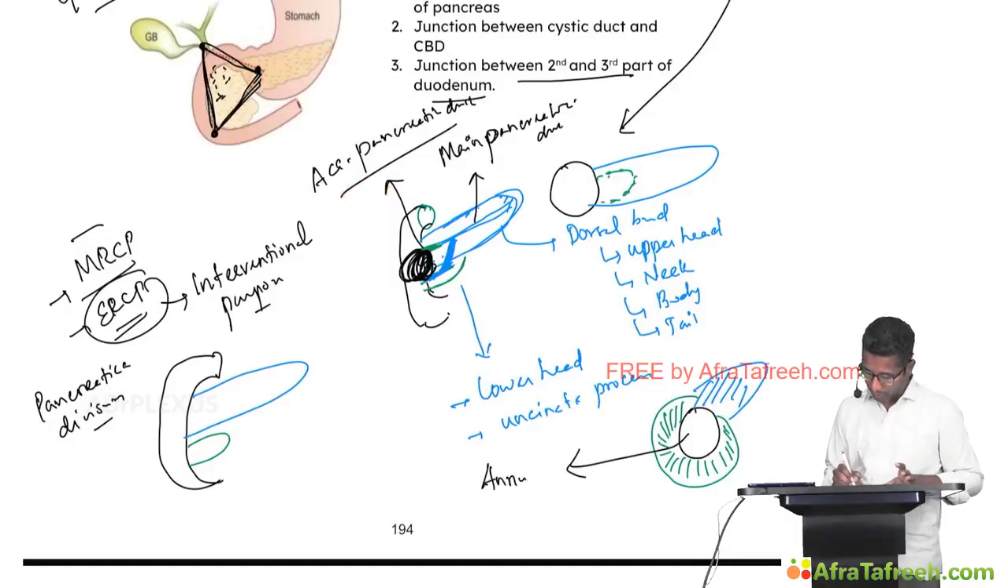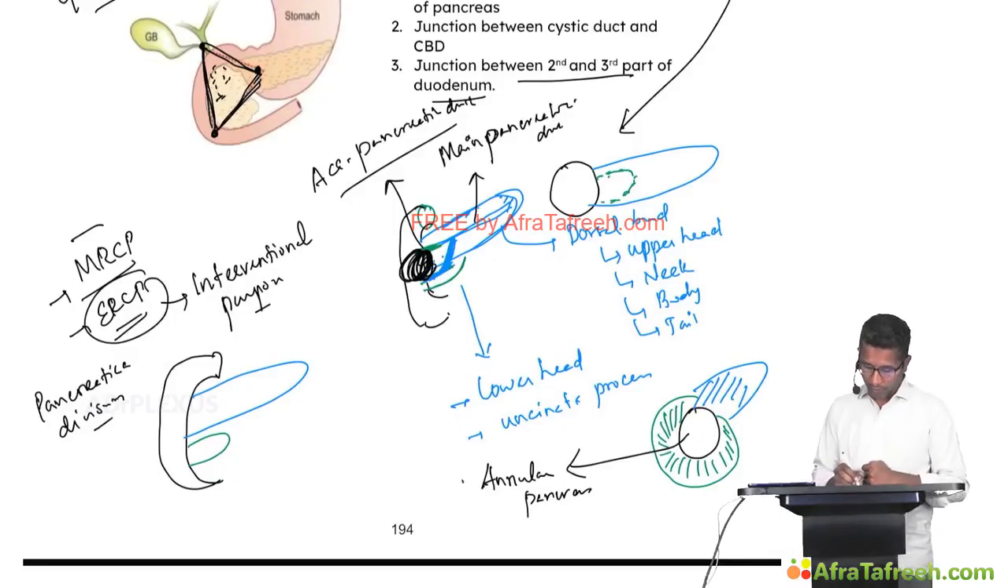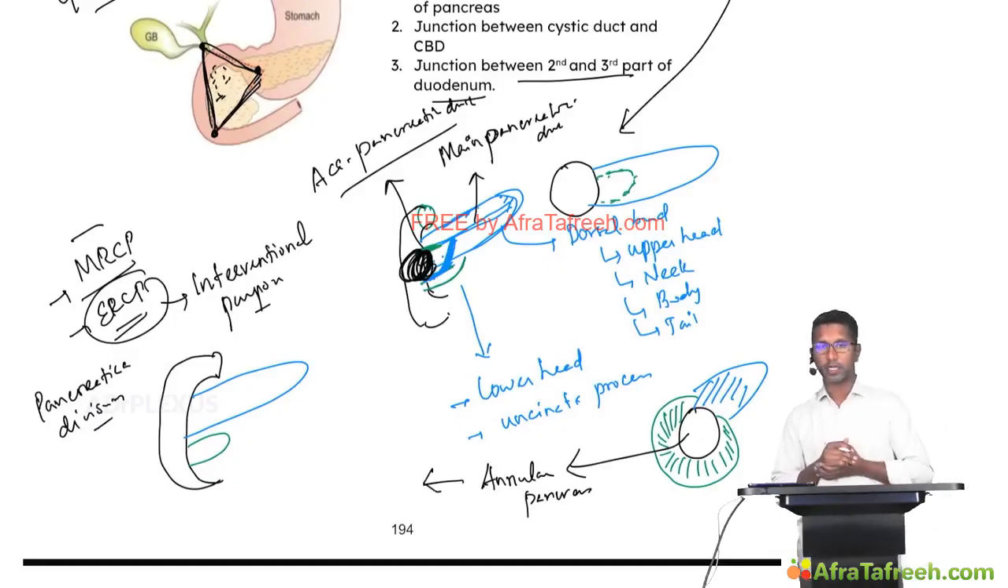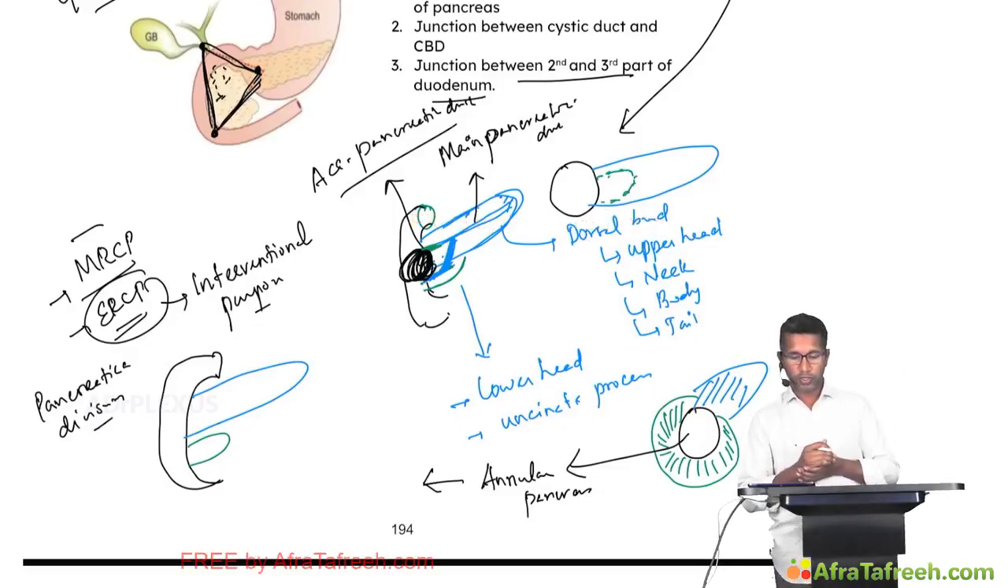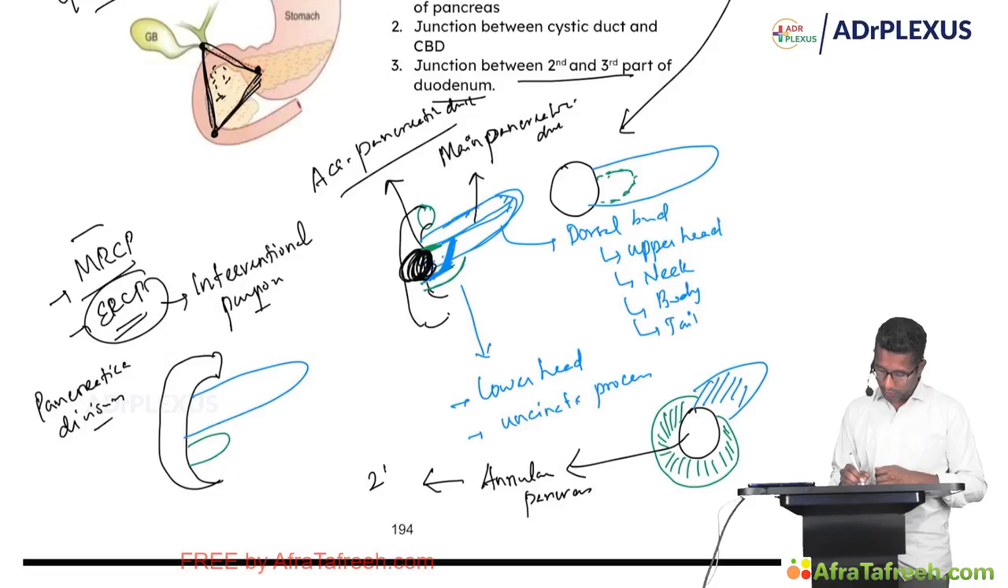Now if there is an annular pancreas, what part of the duodenum is going in for obstruction? Can anybody tell me what is the part of the duodenum that goes in for obstruction in annular pancreas? Yes, it is the second part of the duodenum that goes in for obstruction.